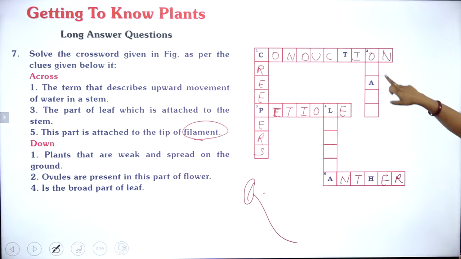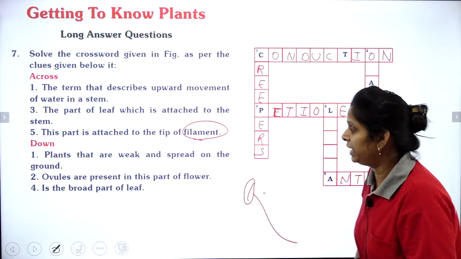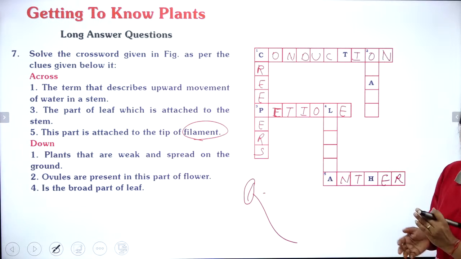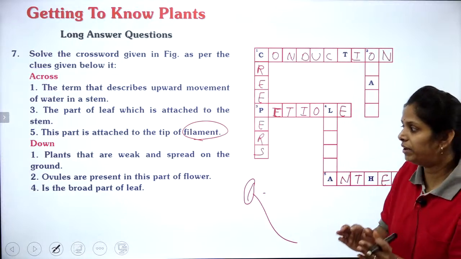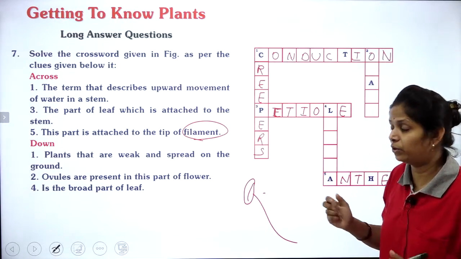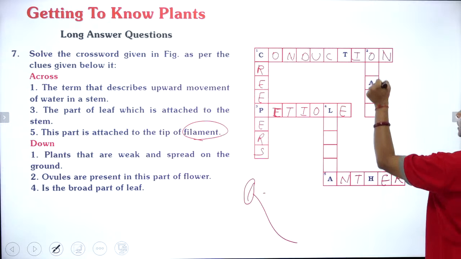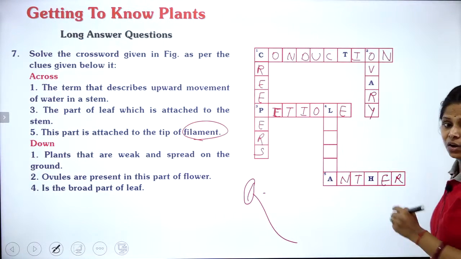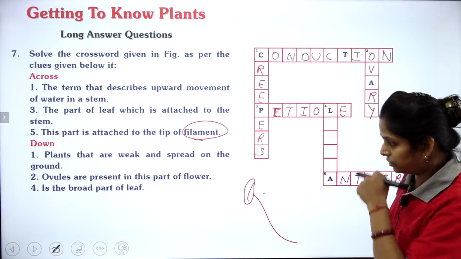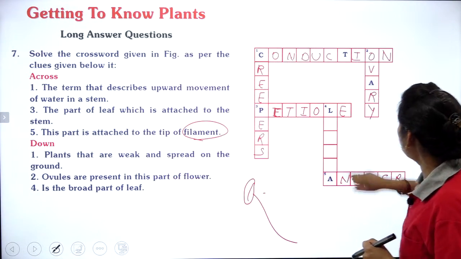Okay. Then after, second point up to down, where is second point? This one started from O. Ovules are present in this part of the flower. Where are these present? Ovary. Yes, ovary contains ovules, and ovules are the female part of the flower. So we will write down here ovary. Then after fourth point, up to down.